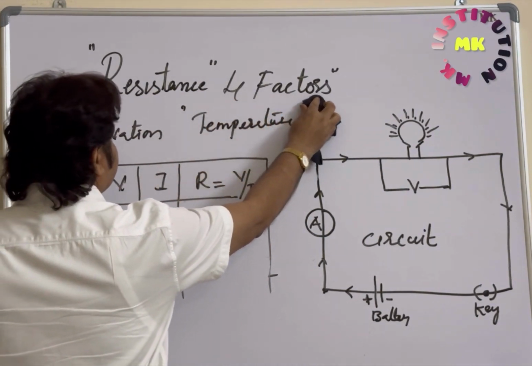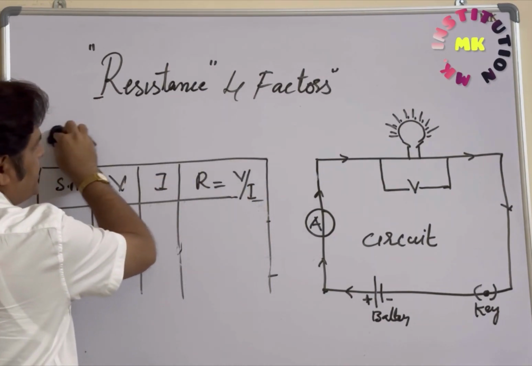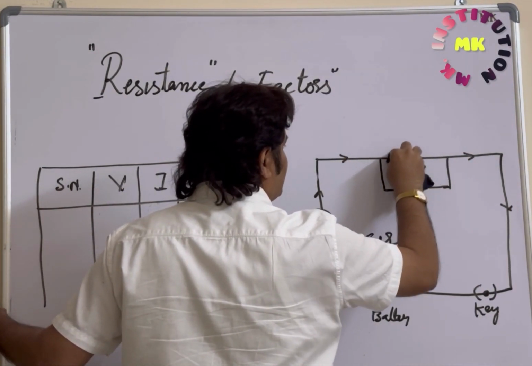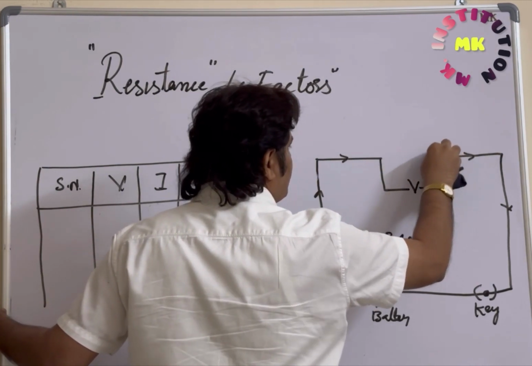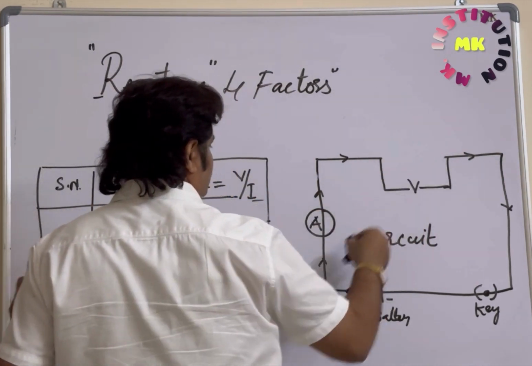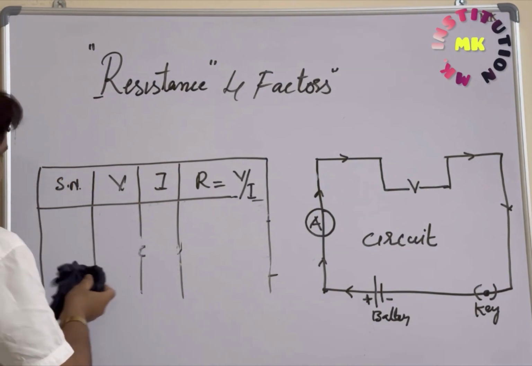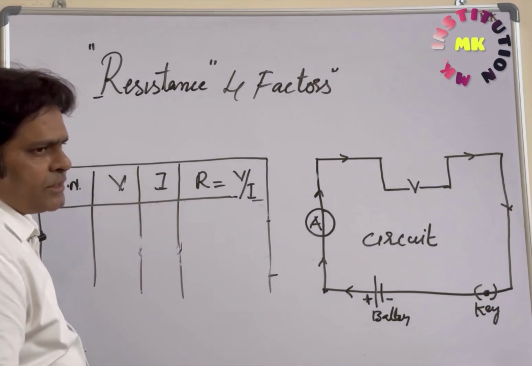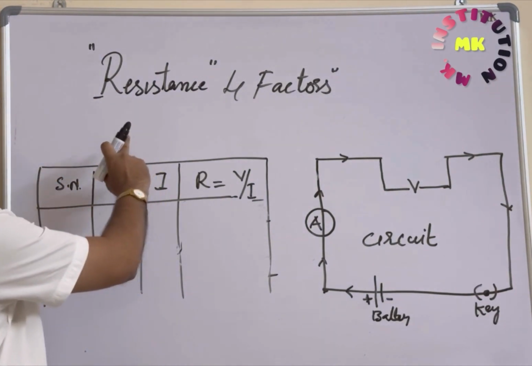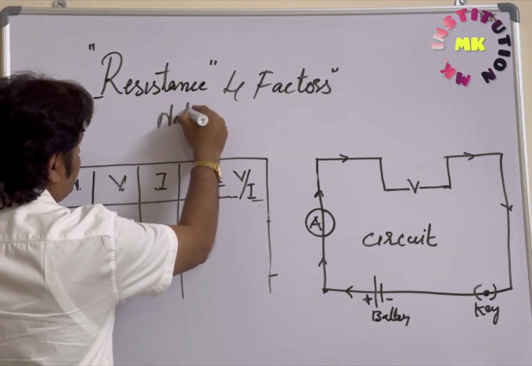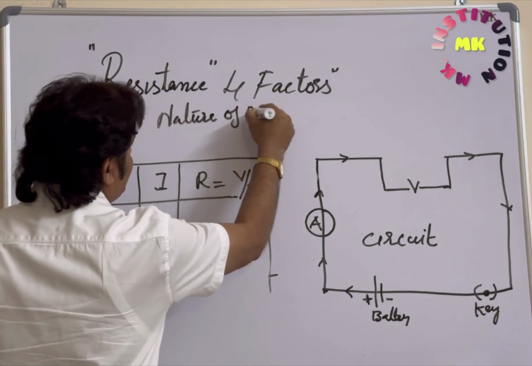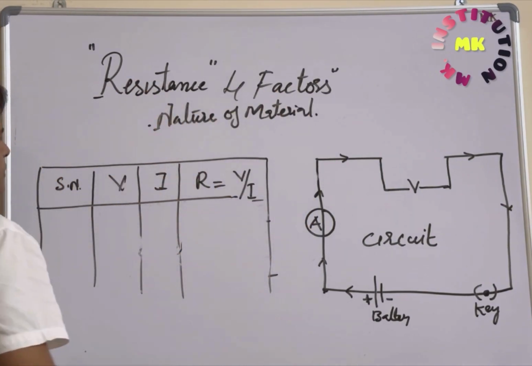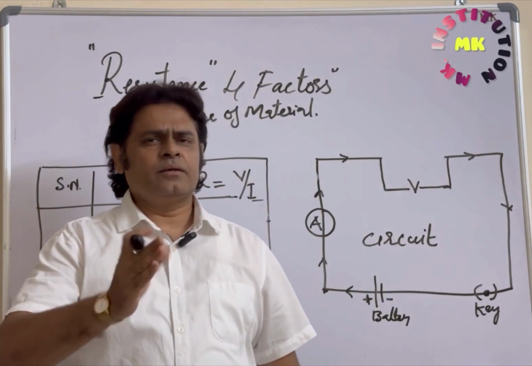What is the next topic? What is the next factor here? Temperature we have already done. Now there is no work of a bulb here. Why I left the space, I'll tell you. No need of the bulb there. Clear? The next one is the nature of material. Resistance depends upon the nature of material. Whether the resistance depends on the nature of material or not.